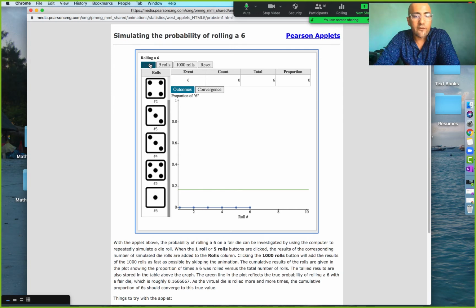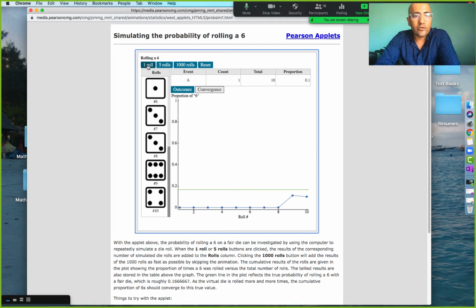So far, we haven't gotten it at all. We've rolled it six times, we've gotten a six zero times, or seven times, eight times, nine times. Oh, we finally got one. Look at that. Okay. So right now, we've rolled the die 10 times, and we only saw a six one time. So if I had to make a guess at what the odds are of getting a six, I would say it's 1 out of 10, which is 10%. There's a 10% chance that I would get a six based on just these 10 rolls, right?